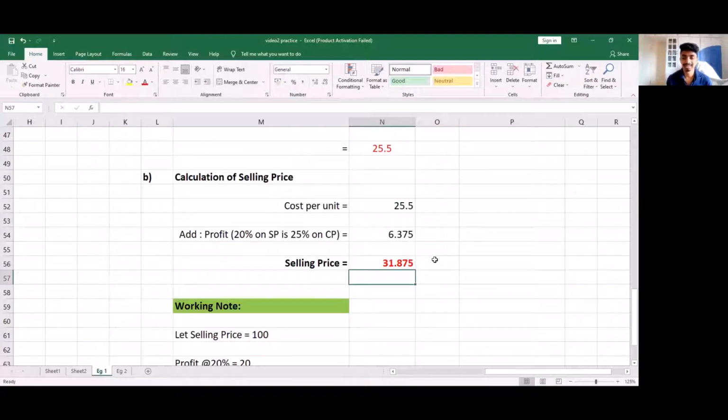So 31.875 is the selling price. So with this, we are done with the first question.